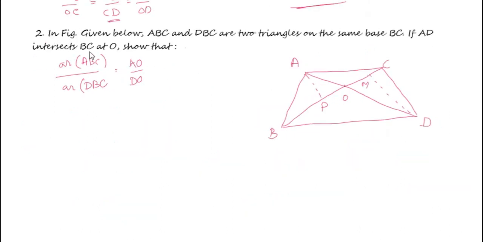Next exercise. In the figure given below, ABC and DBC are two triangles on the same base BC. If AD intersects BC at O, show that area ABC by area DBC equals AO by DO. So what is given? Triangles ABC and DBC are on the same base, nothing else is given.